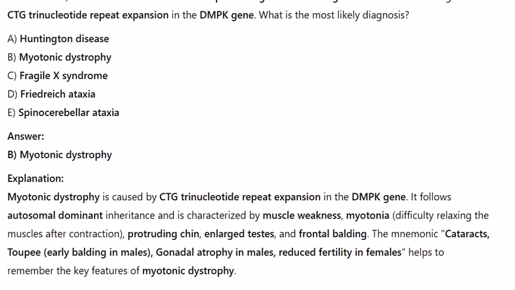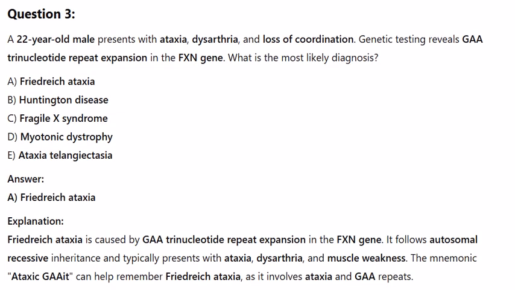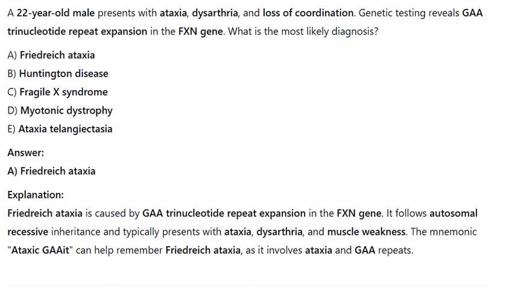Question 3. A 22-year-old male presents with ataxia, dysarthria, and loss of coordination. Genetic testing reveals GAA trinucleotide repeat expansion in the FXN gene. What is the most likely diagnosis? A. Friedreich ataxia, B. Huntington disease, C. Fragile X syndrome, D. Myotonic dystrophy, E. Ataxia telangiectasia. Answer A. Friedreich ataxia.